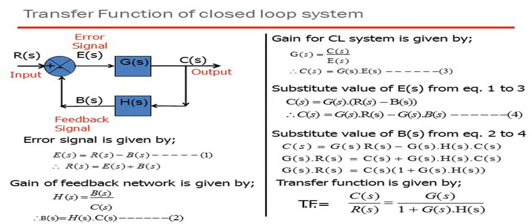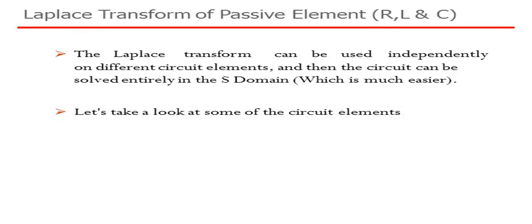Okay, so to get this transfer function of closed loop system, read again all the steps one by one. There are very simple steps. Only substitution is done to get C of S upon R of S, which is nothing but the transfer function. Okay, so this is about the transfer function of closed loop system.